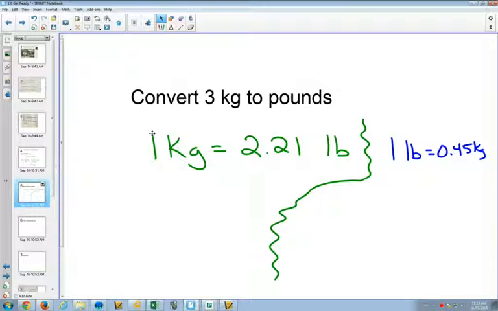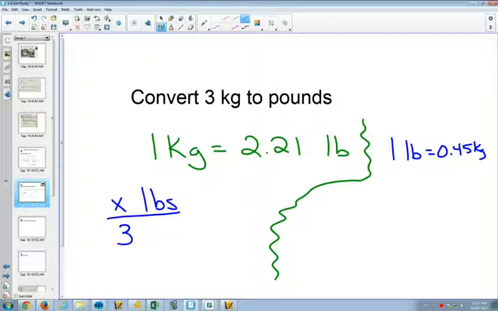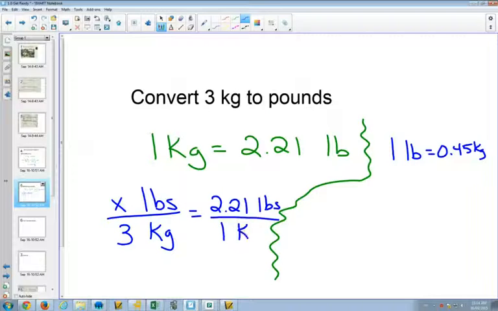So we want to know how many pounds this is going to be. So we set up our ratio. I don't know how many pounds it's going to be, but I know that I'm converting 3 kilograms. So I set that up as my first proportion. And I use my formula to set up my next proportion. I know that 2.21 pounds is equal to 1 kilogram.